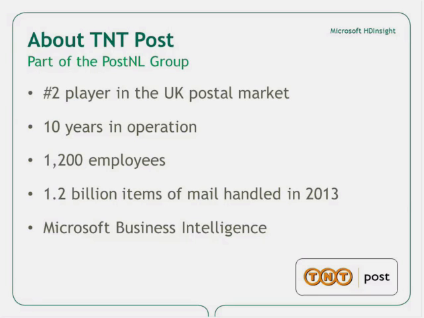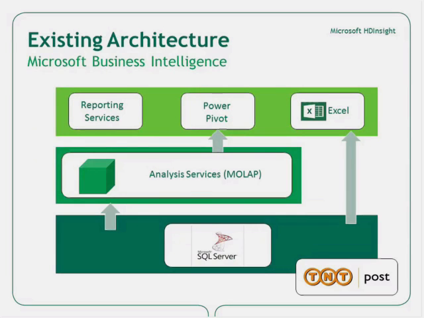Now, to give you a bit of an introduction to TNT Post, they're part of the Post NL group, and they're the 2nd largest company in the United Kingdom postal market. 10 years in operation with 1,200 employees, and they are growing fast. And last year alone, they handled 1.2 billion items of mail, and they also utilize the Microsoft Business Intelligence stack.